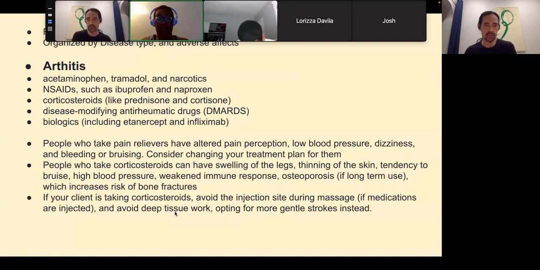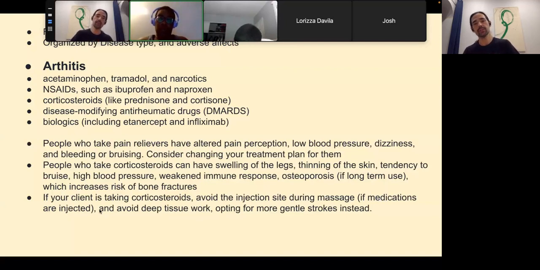Three things you should consider. So deep tissue work, try to avoid deep tissue work, and use more gentle strokes instead. You can get a lot done not using deep tissue work, using gentler strokes on the surface, middle to upper surfaces of the body. You can get quite a lot of relief that way.